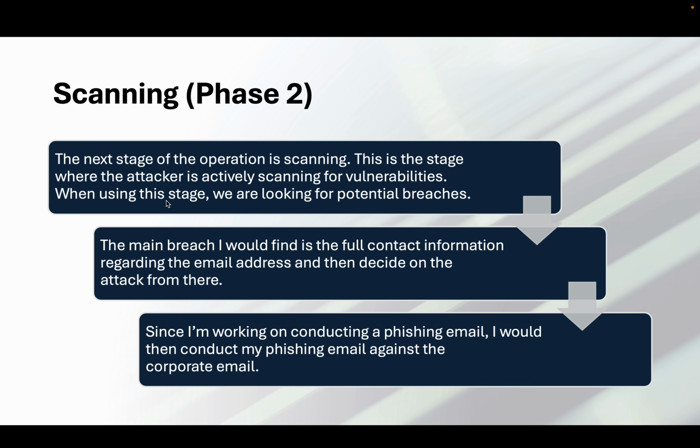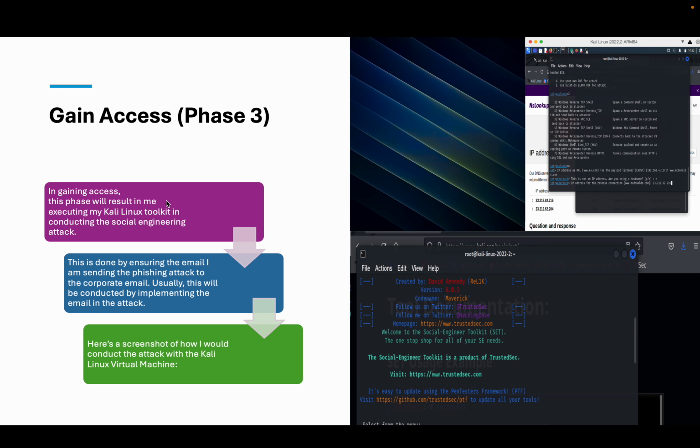So the biggest thing which I would find here is looking to say, all right, they have a public facing website. I was able to find an email address and then decide to do the attack from there. So since I was able to find the corporate email, that's where the actual phishing email would be sent to. But you would have to use a social engineering tactic in order to try to see if you can gain access to that. So the next step, gaining access.